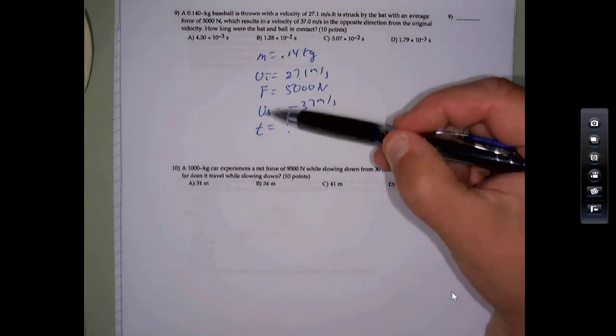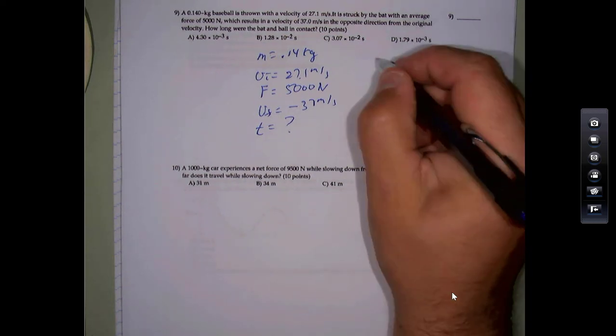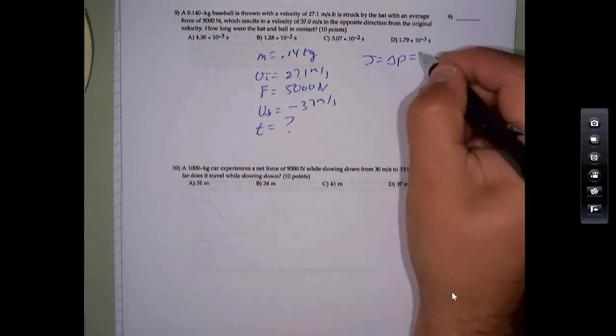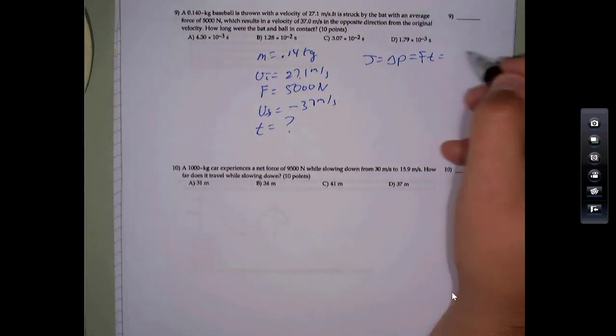So if you notice, mass, velocity, force, and time. This is a candidate for the impulse relationship. Impulse, just another word for change in momentum. Force times time equals m v final minus m v initial.